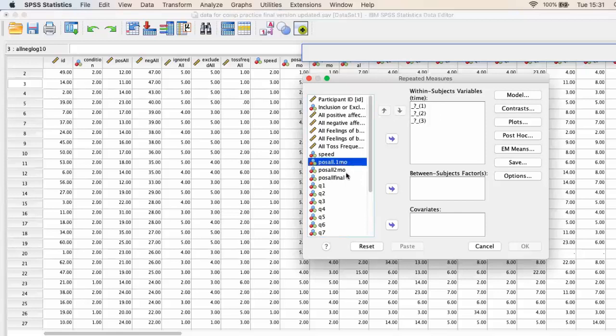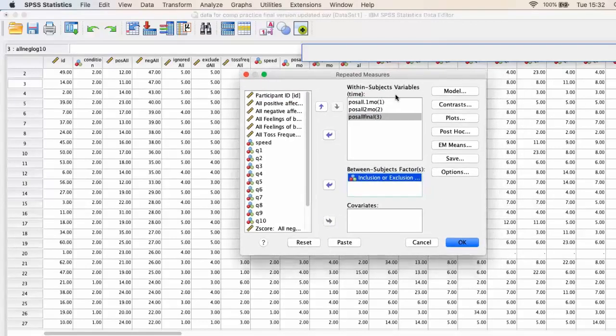So I set it up: positive affect month 1, positive affect month 2, and then positive affect final. So we're looking at how people's affect changed. And then you want a between-subjects factor. So what could be our between? Let's say it's whether they were included or excluded. So you pop that in your between subjects.